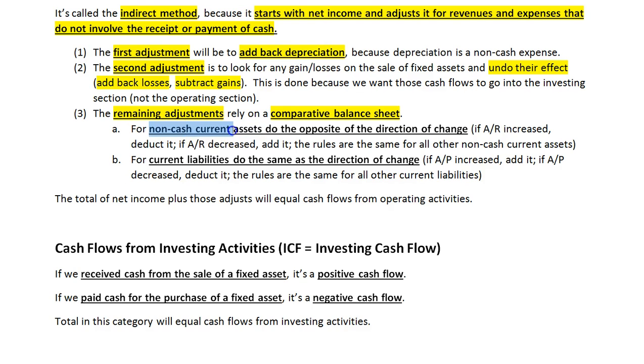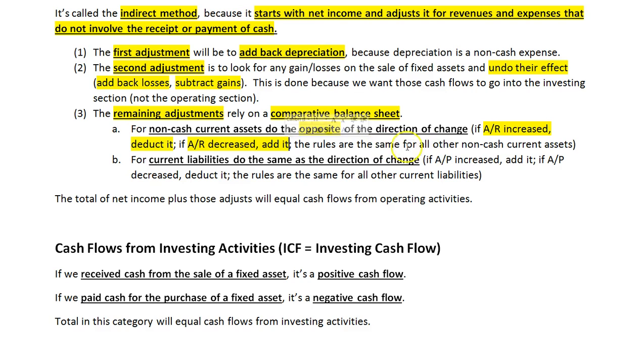But for the non-cash current assets, we're going to do the opposite of what we think, the opposite of the direction of change. So if a current asset, let's take AR for example, increased, we're going to do the opposite of what the increase is. We're going to deduct it. On the other hand, if AR decreased, we're going to do the opposite of it, and we're going to add it back.